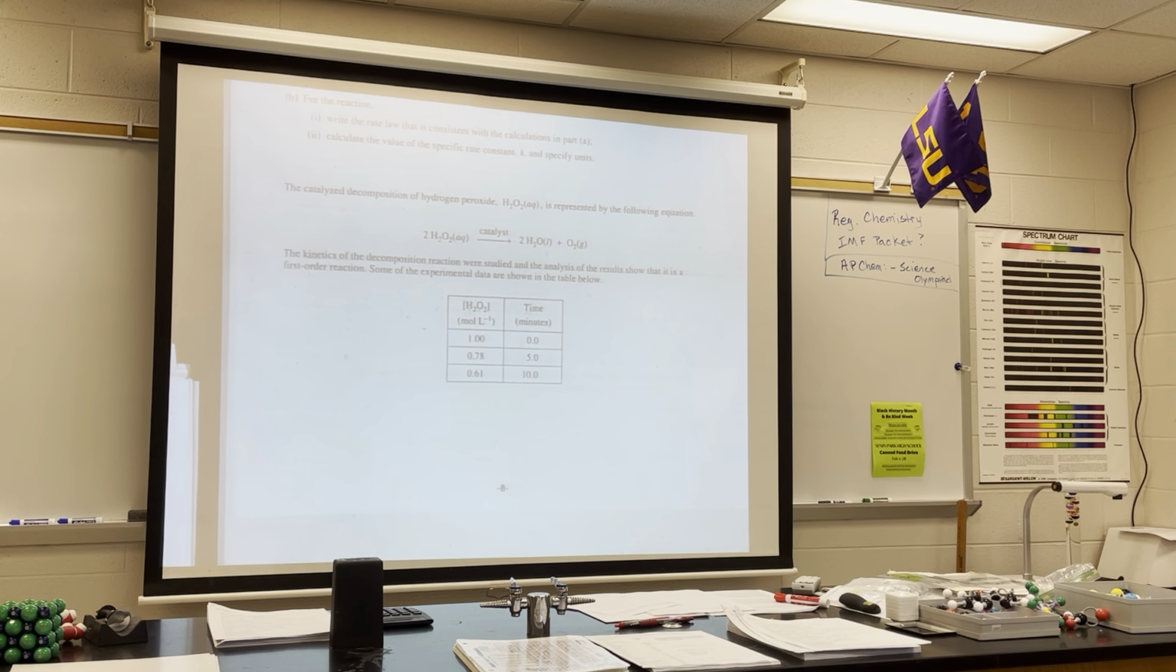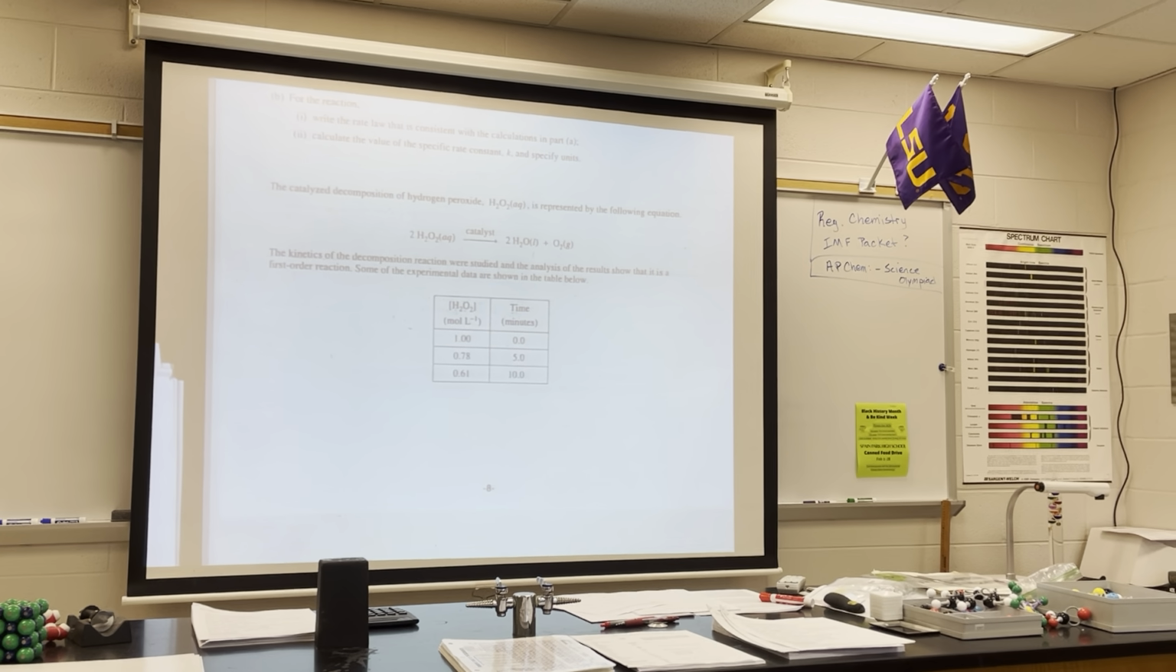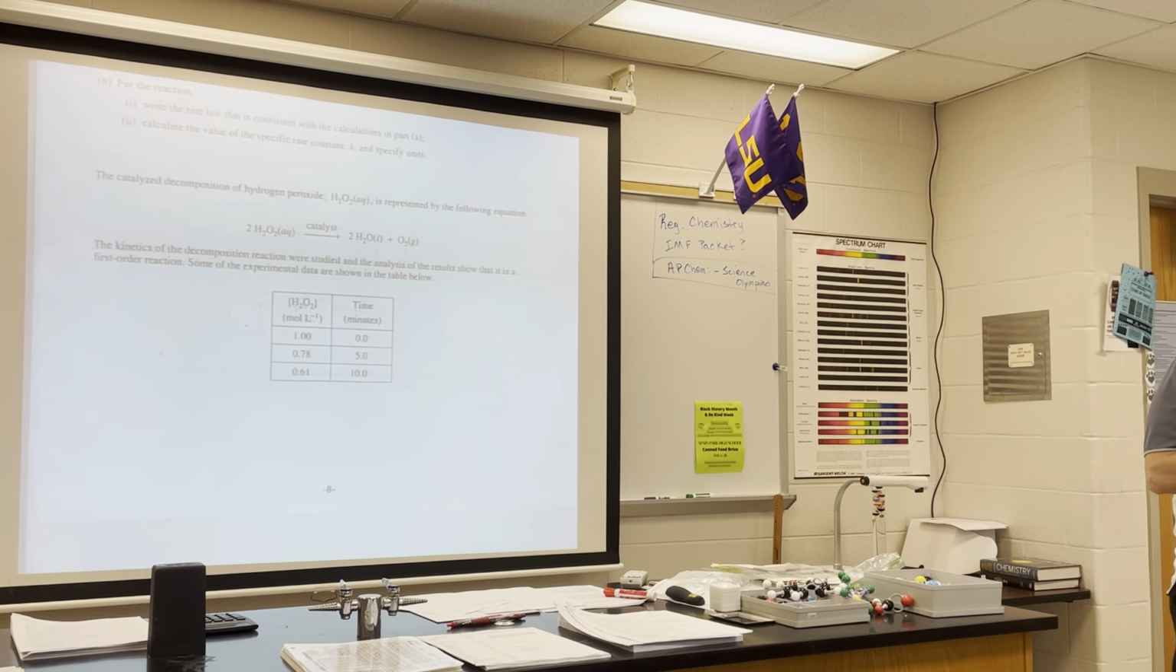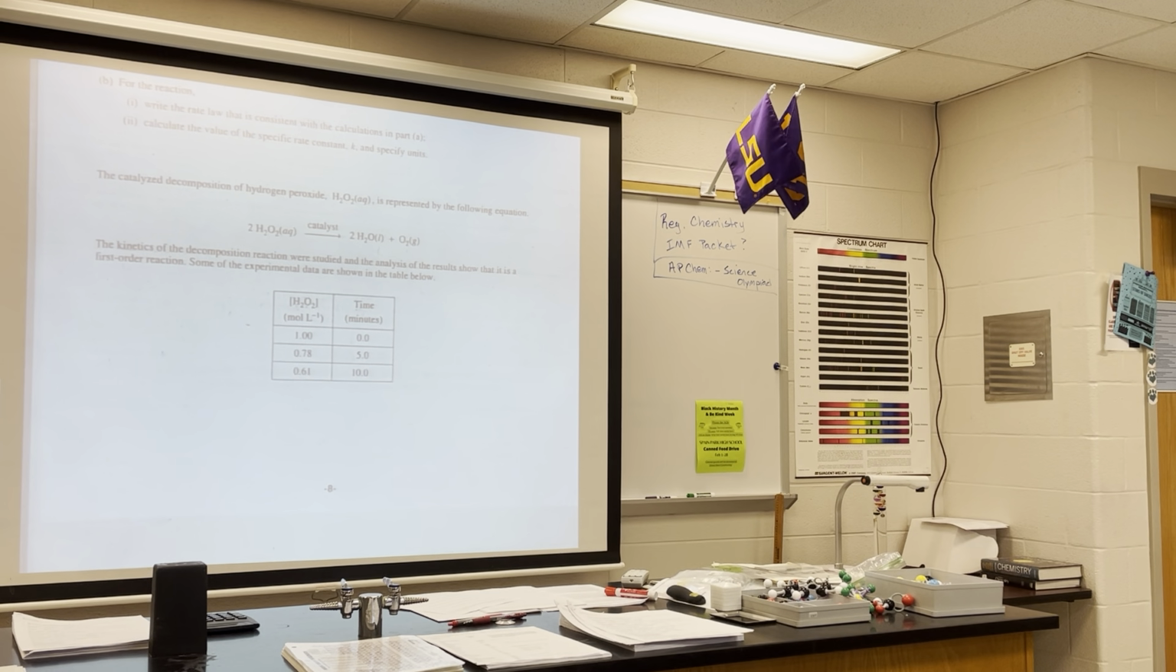Now, we may or may not have to do this, but it tells us the catalyzed decomposition of hydrogen peroxide is represented by the following. The kinetics were studied and the analysis of the results shows it is a first order reaction. So underline that. It's a first order reaction. So they tell you that, so we know which equation we need to use now.